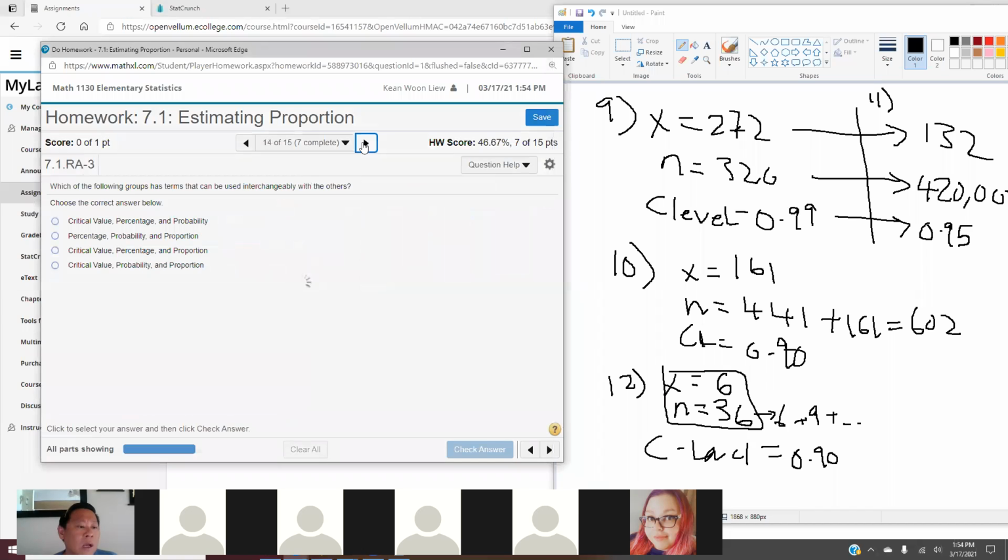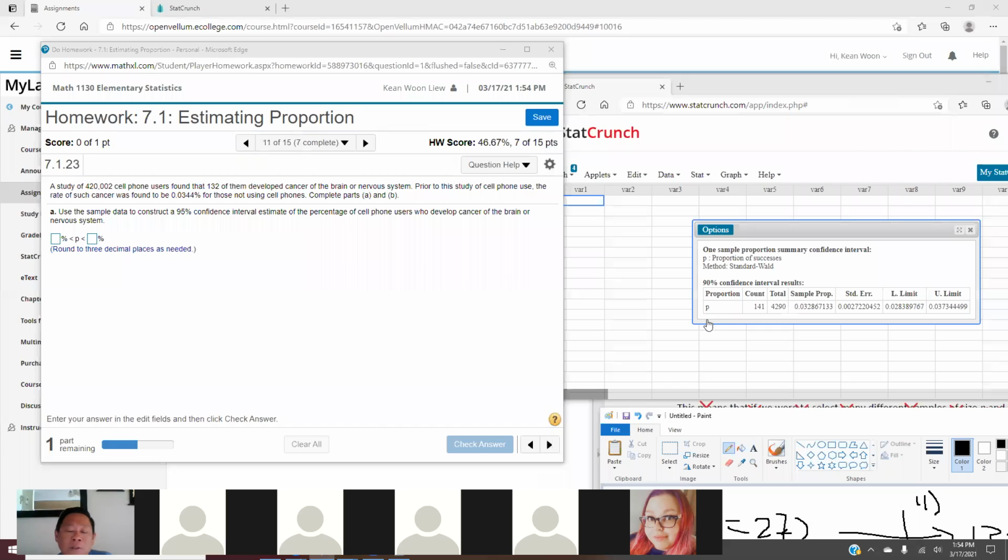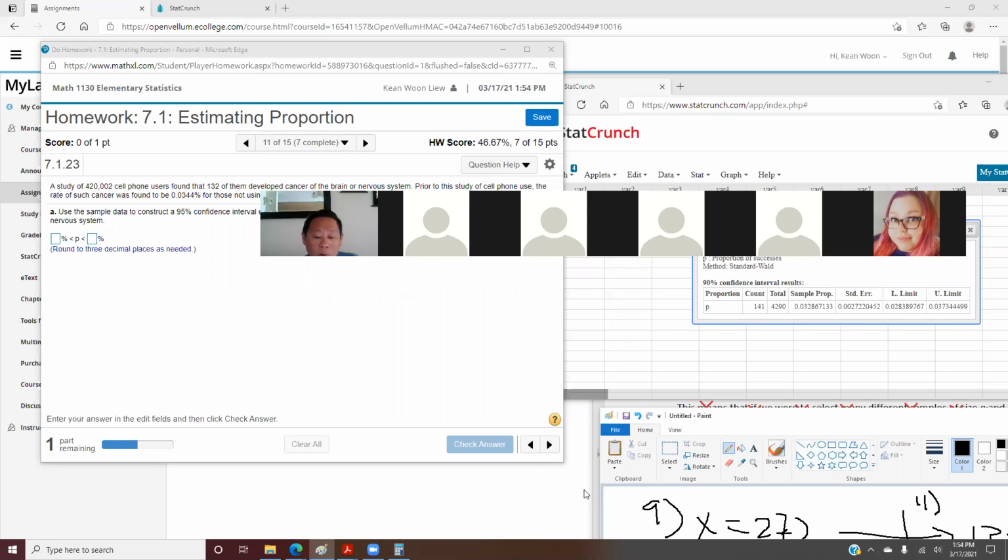This is all multiple choice, so try to do it on your own. This is not difficult, as you can tell, because we use StatCrunch. Again, if you do not use StatCrunch, it takes you 1 page to find these 2 numbers. So please use StatCrunch. Anyone have any questions for me? Because this is your homework due next Wednesday, 7.1. So make sure you try to do this homework. Anyone have any questions?